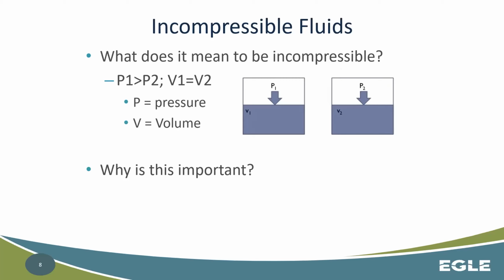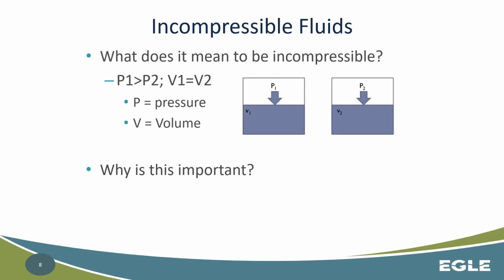So if we have 2 cylinders with a certain amount of water volume, and say we apply 1,000 pounds of pressure on cylinder 1 and 50,000 pounds of pressure on cylinder 2, there will be a negligible change in volume from one cylinder to the other.